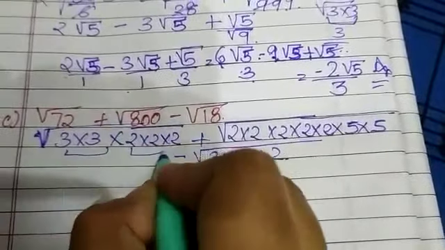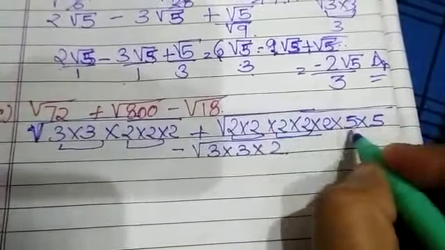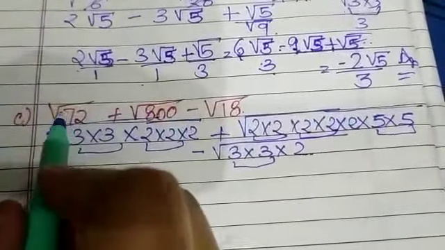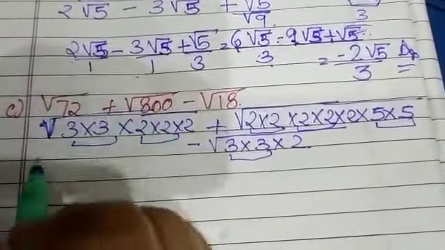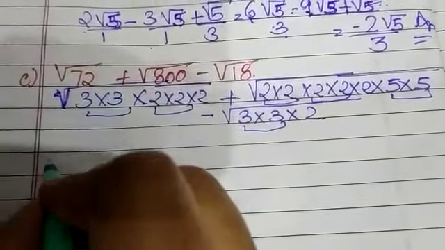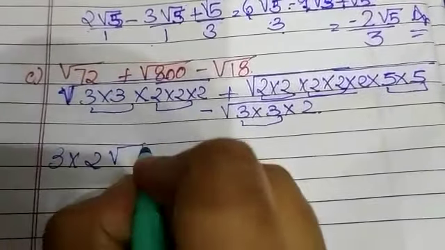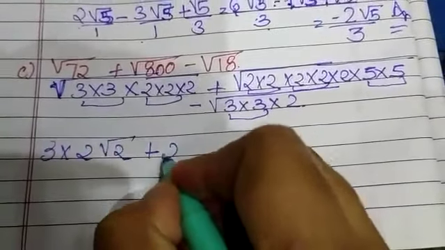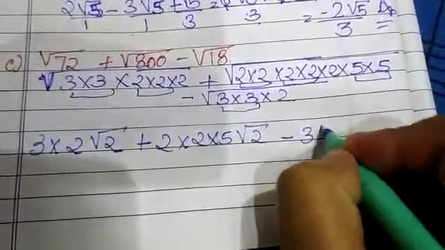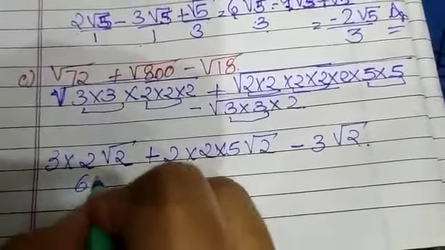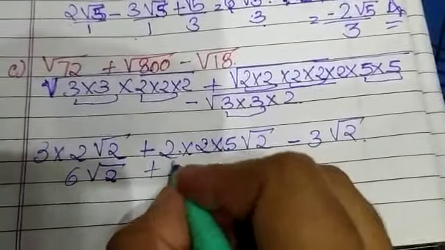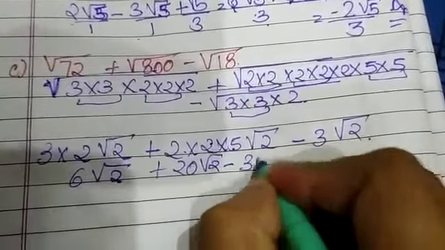Now these two make a pair, these two make a pair, these two, this 5 and this 3. So all the paired numbers will come out because it is in power of 2, and the unpaired number will remain inside the under root. So this 3 will come out and one 2 will come out and under root 2. Plus this 2 will come out, one 2, one 5 and under root 2 will remain inside. This 3 will come out and under root 2. So 3 2s are 6 under root 2 plus 2 2s are 4, 4 5s are 20, 20 under root 2 minus 3 under root 2.